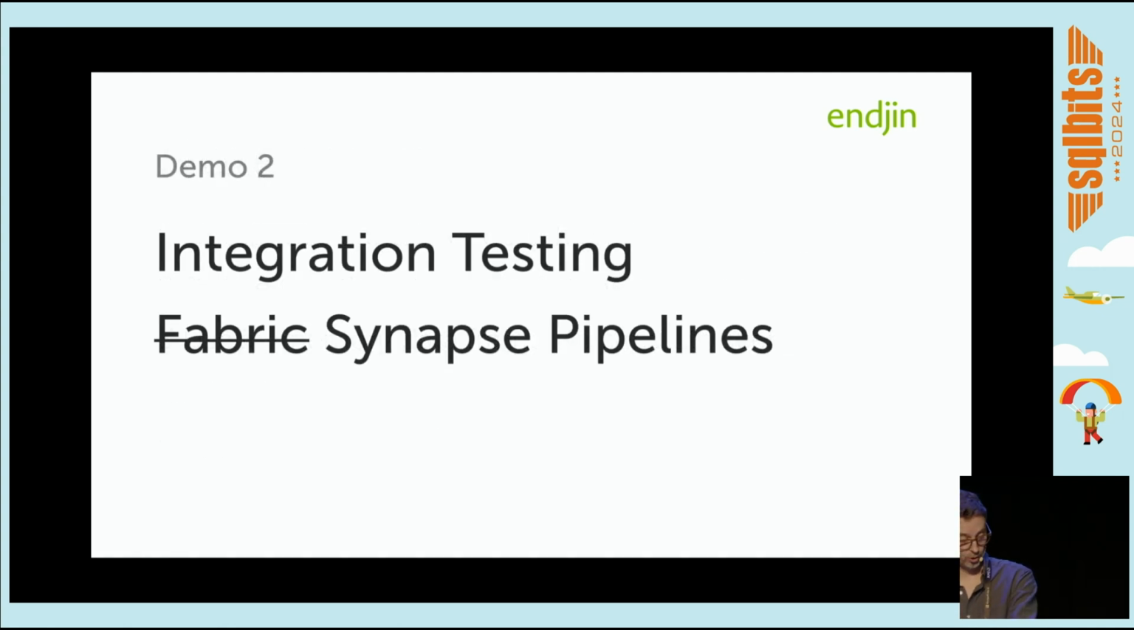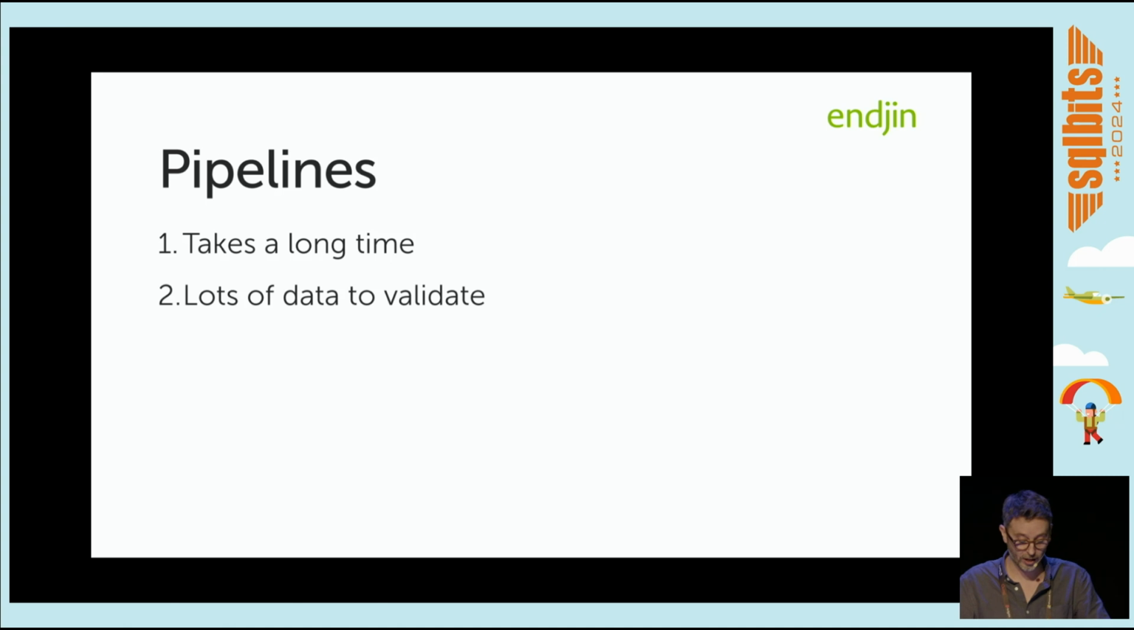So, demo number 2, integration testing. Now, this was supposed to be in Fabric Pipelines, but I couldn't do that because the API for Fabric Pipelines doesn't exist yet. So we've fallen back to Synapse Pipelines. And the thing about pipelines is that they're going to take a long time to run. Right? If you're doing this in Synapse, if you're running anything in Spark notebooks, there's a minimum of probably a 2 or 3 minute spin-up time before the cluster's active and ready to go.